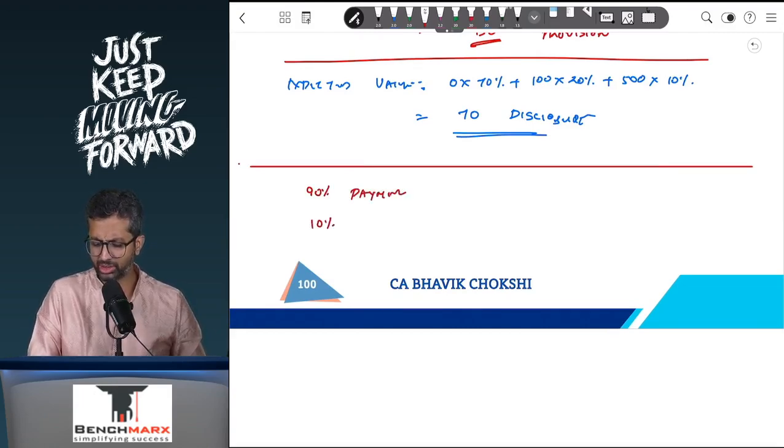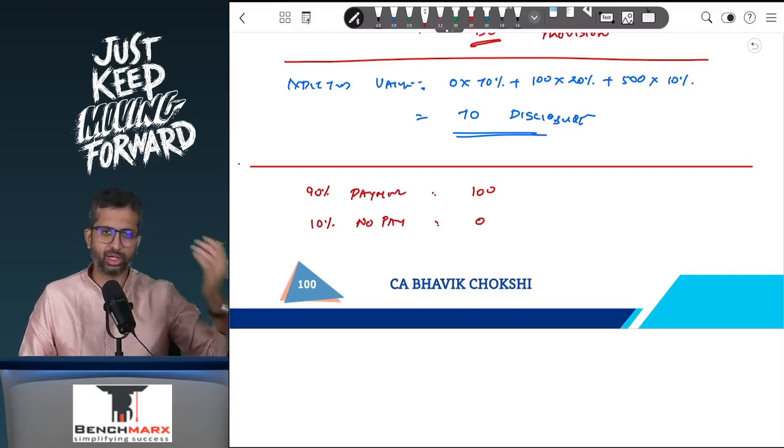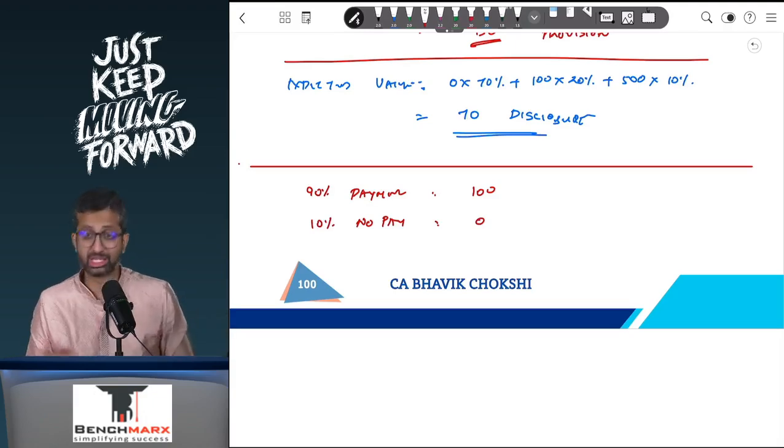There's a 10% chance where there will be no payment if you win the case. So 90% chance you'll have to pay 100, 10% chance you'll have to pay 0. If you were to use the expected value method, you will take the probability-based weighted average, that is 90% of 100 plus 10% of 0, that is 90.